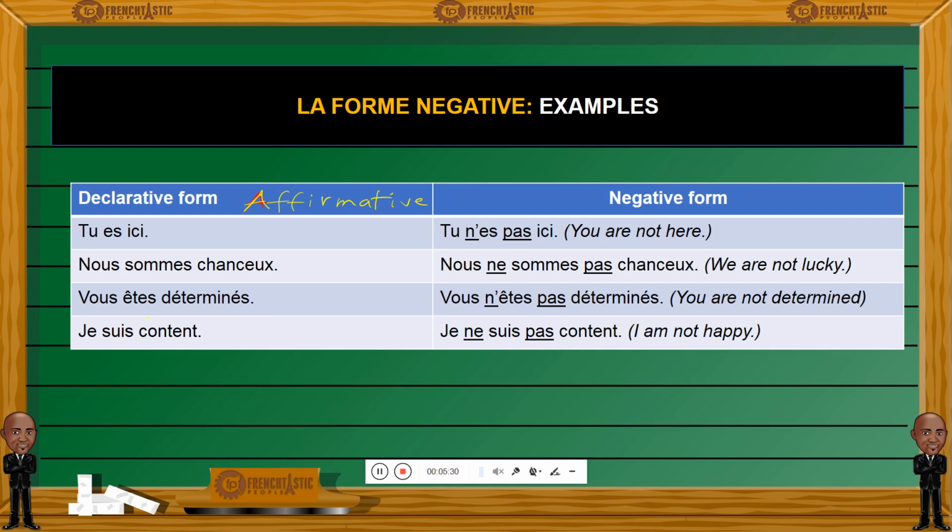Next sentence. Vous êtes déterminé. You are determined. How would you say you are not determined? You would say vous n'êtes pas déterminé. Now, je suis content. I'm happy.